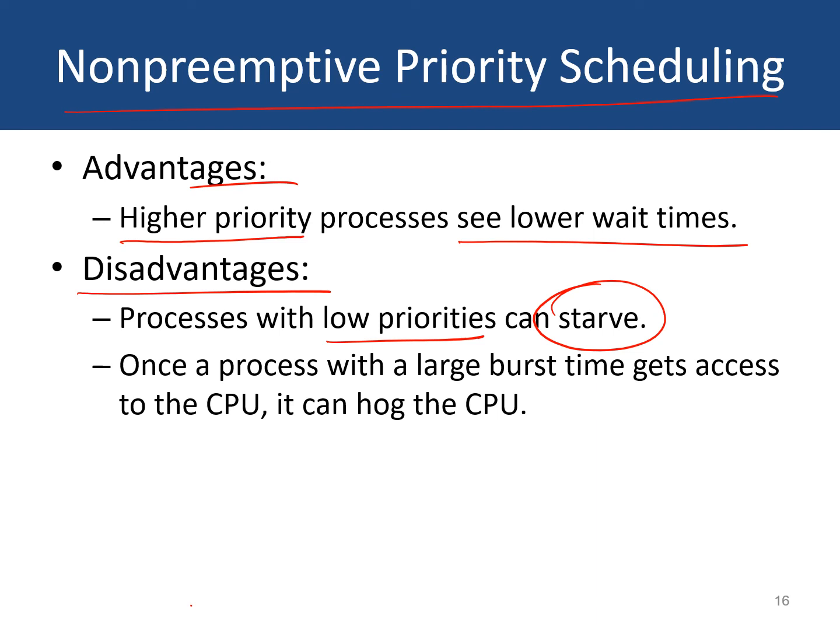So that's one drawback. Another drawback here is, since this is a non-preemptive scheduling algorithm, once, let's say, a low priority process that has a long CPU burst gets access to the CPU, it can hog the CPU for as long as it wants. It cannot be preempted out of the CPU. All other higher priority processes or more important processes will have to wait for this lower priority CPU bound process to finish.